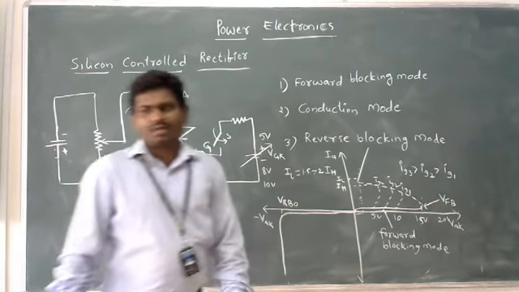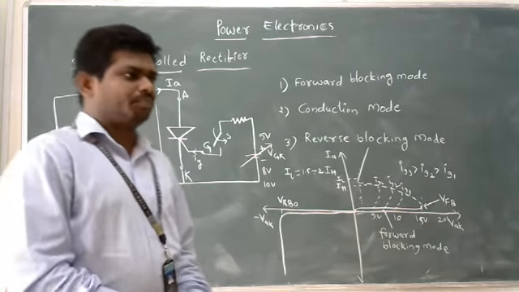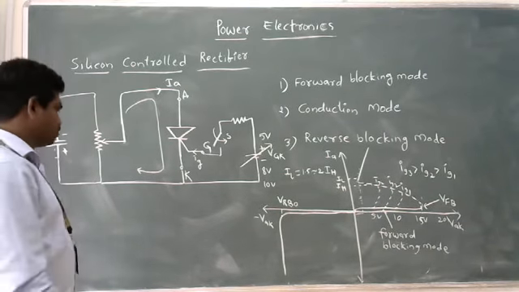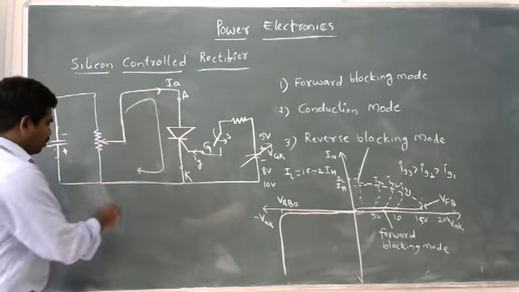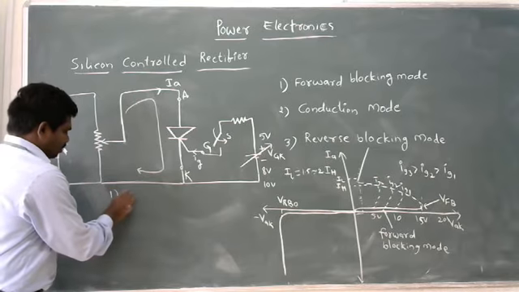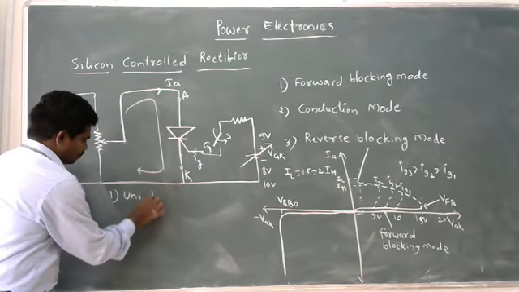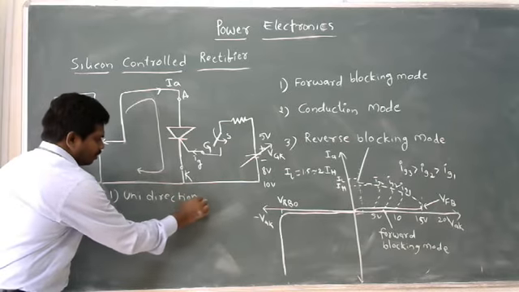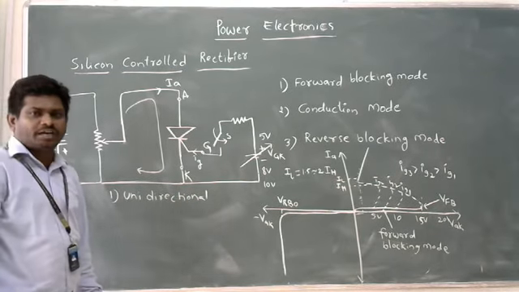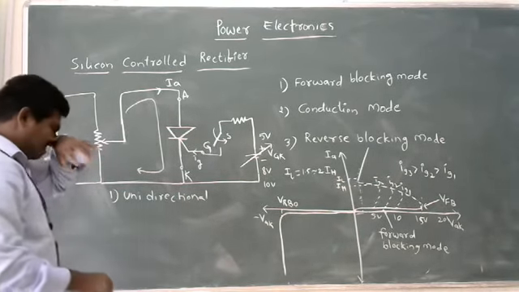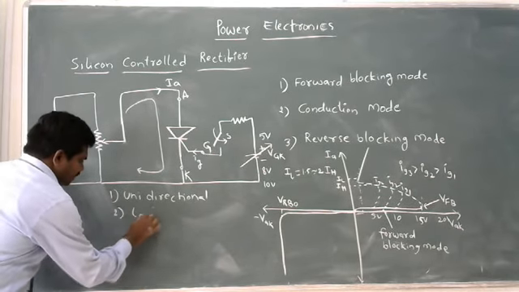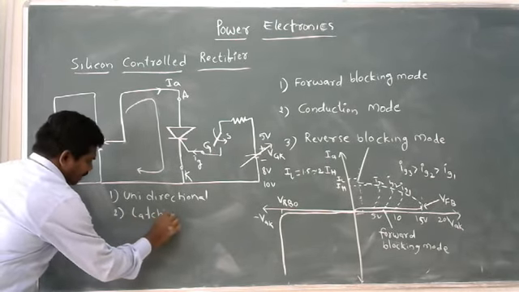That is why this SCR is called a unidirectional device. As with our diode, this SCR is a unidirectional device. Unidirectional device means it allows the current to flow in one direction only. The second one is the latching device.